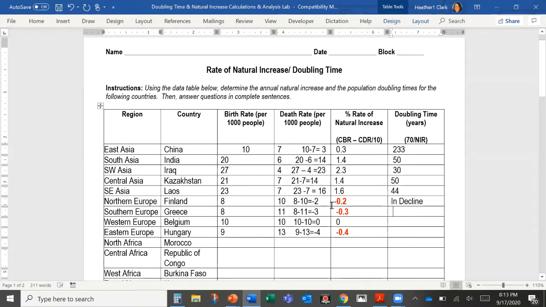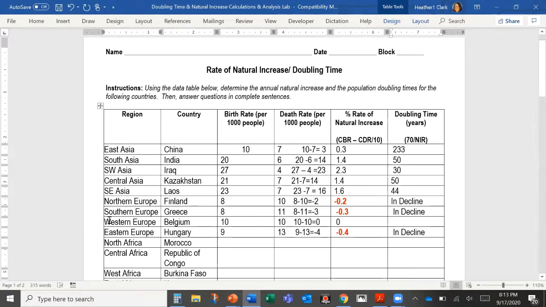So we also know that this one is a negative and it's also in decline. So then we put in decline. Again, if it's negative, it can't double, so it's in decline. So then 0.4, okay, that one's in decline as well.